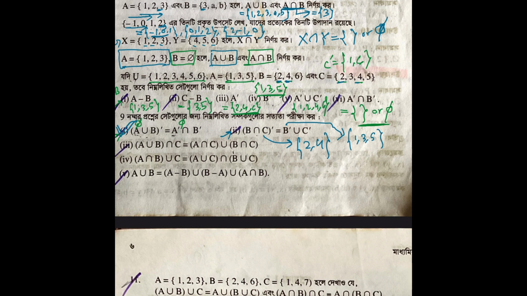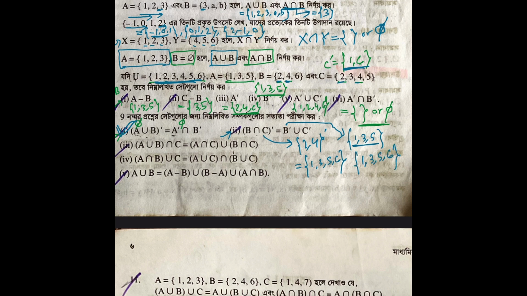Sorry, I made a mistake. B union C is 2, 4. The complement of this with regards to the universal set is 1, 3, 5, 6. Complement of B is this, and complement of C is 1, 6. When we unify this, we'll get 1, 3, 5.